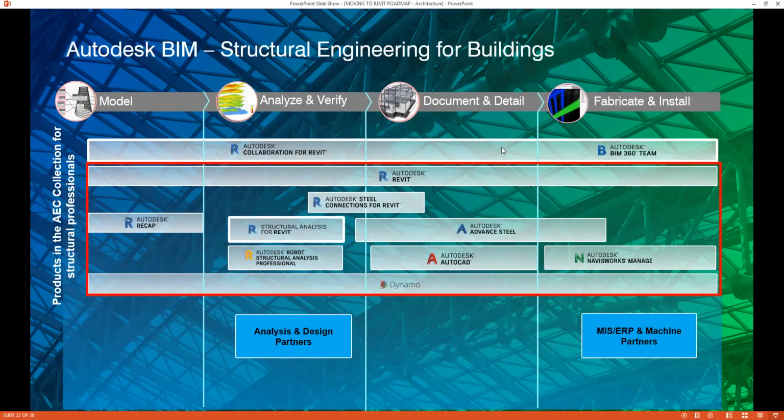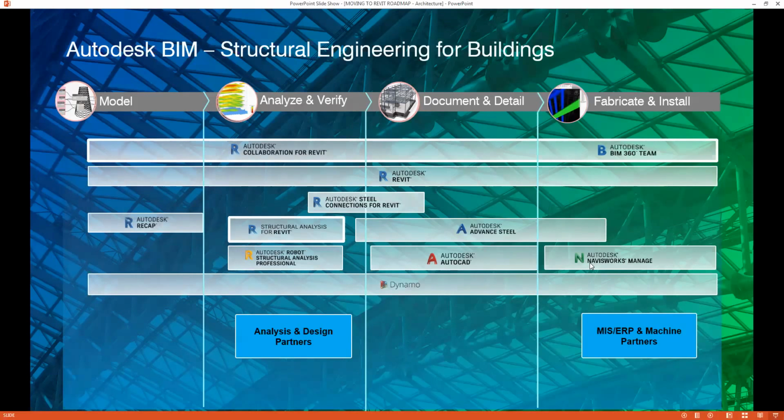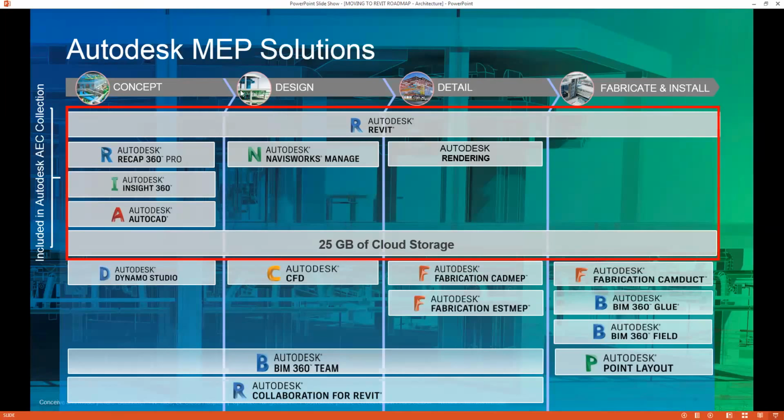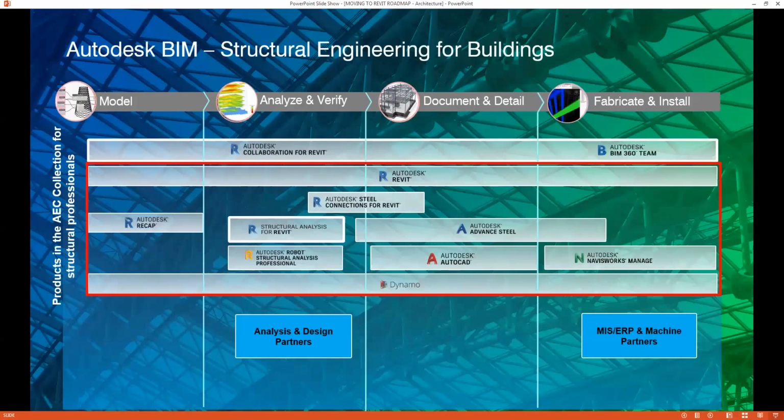So you can even check your database as it is now. Check everybody that has AEC collection and look outside these boxes and send them material that explains. Let's say you have an MEP company and they bought AEC collection. You can go in and market Dynamo, Autodesk CFD, BIM 360 team, collaboration for Revit, fabrication CAM. You can still sell to them. So it's upselling. You understand?